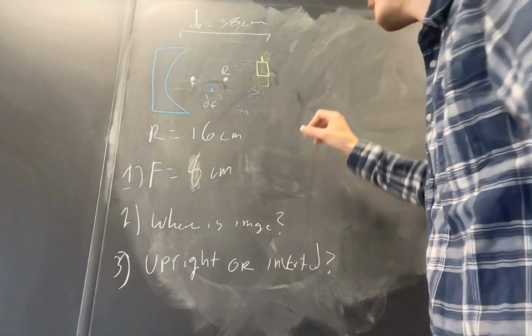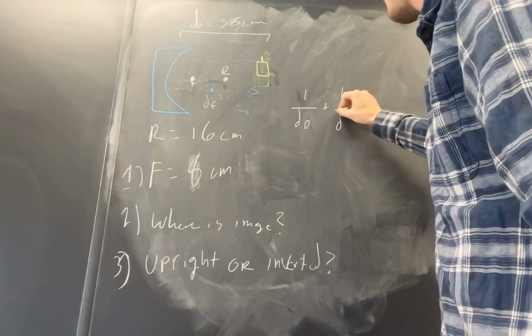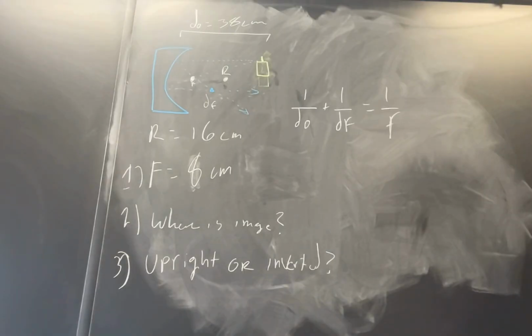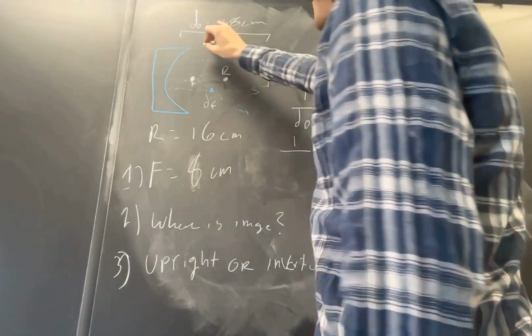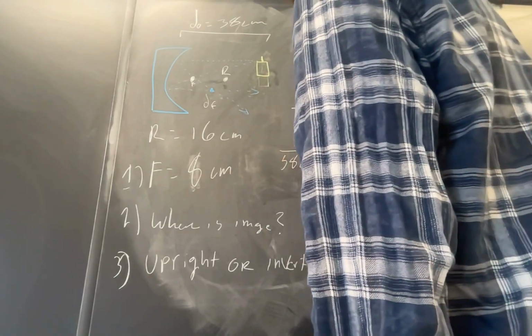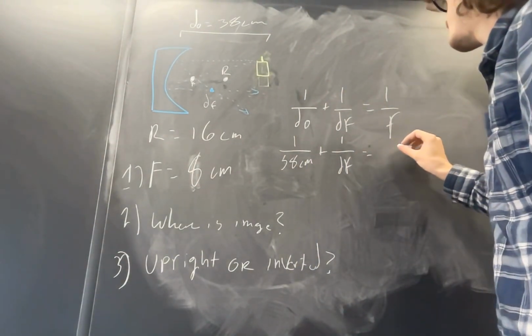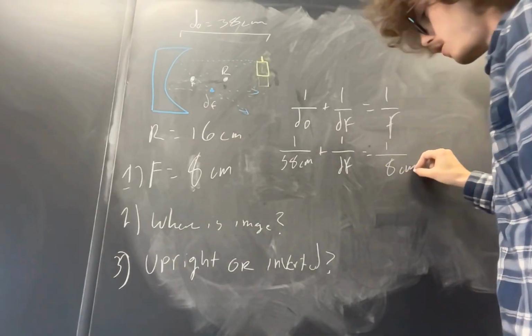That requires another formula. We know that this formula is true. Hopefully you've seen a proof for it. I won't get into it now, but 1 over the initial distance plus 1 over the distance of the final image is equal to 1 over the focus point. So let's plug everything in. We know that the distance initially of the candle is 38 centimeters. We don't know where the final image is. That's what we want to know. And we know that that's all equal to 1 over F, which in this case is 8 centimeters.